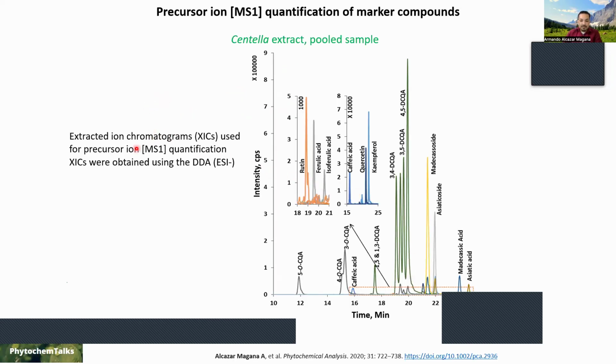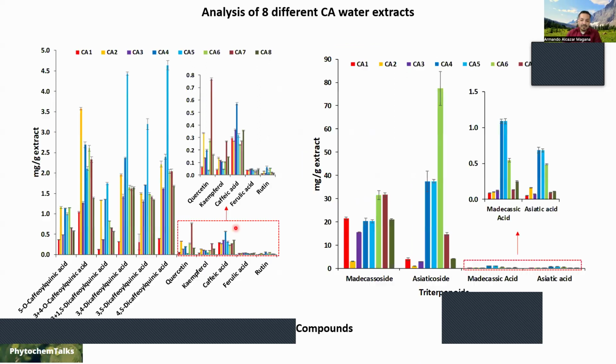And this is a real sample. It's a full extract of Centella asiatica, and we can see all the compounds, and we can quantify using the precursor. So for this, we use the MS1. So the instrument first does a full scan, and then it does fragmentation of the most important compounds. And then we can use the first scan for the quantification.